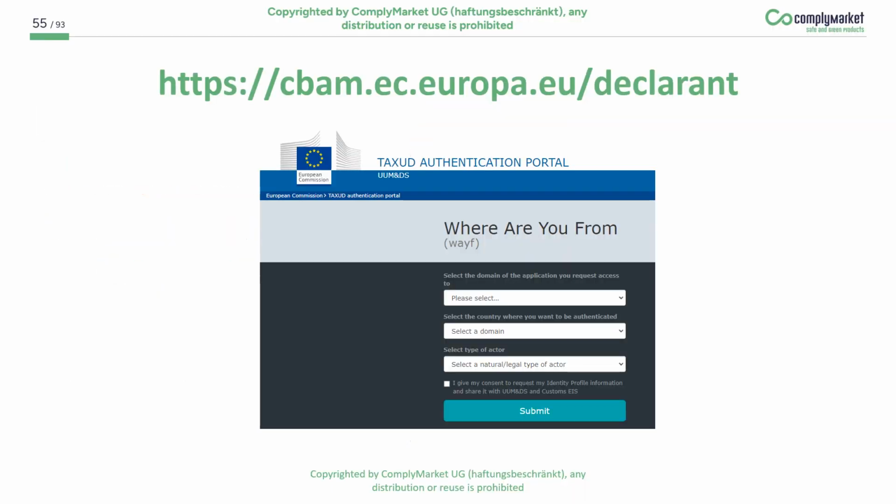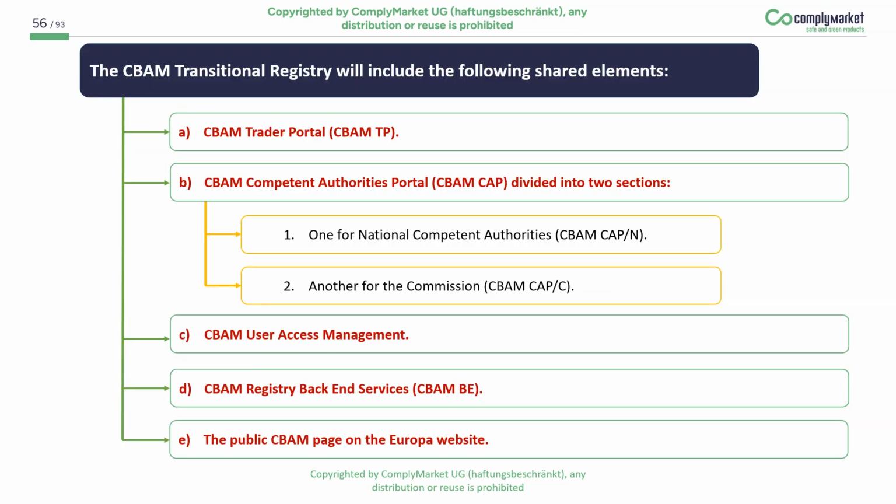You go to this website and you register first, and once you get approved, then you start submission, and need to provide some in the transitional registry. You'll find your trader portal, and also the competent authority portal, one for national authorities and one for commission, and user access management, registry, backend services, public CBAM page on European website.